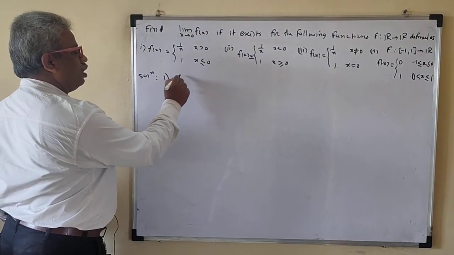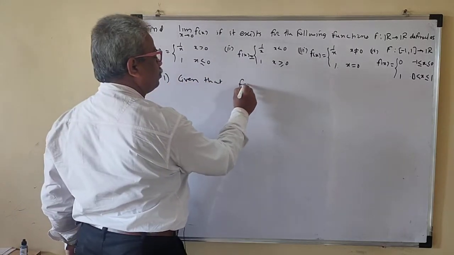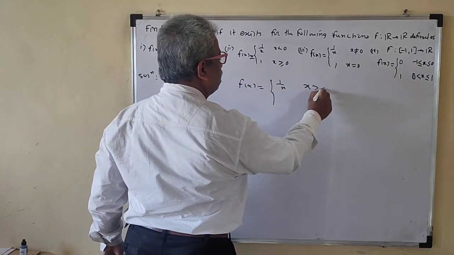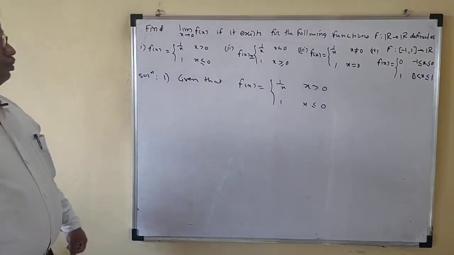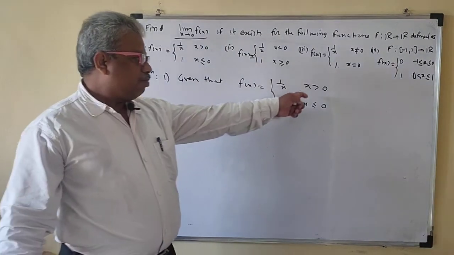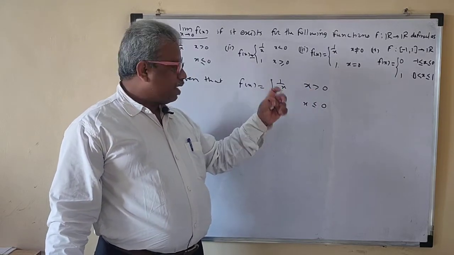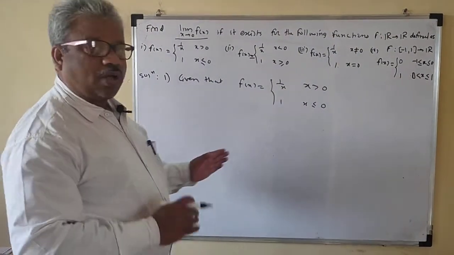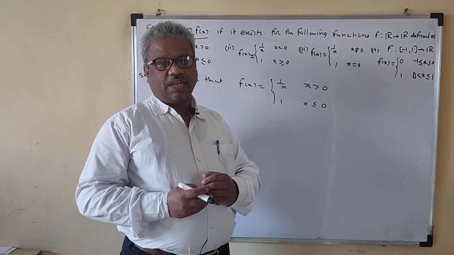Solution of the first one. Given that f of x is equal to 1 upon x for x greater than 0, and 1 for x less than or equal to 0. Now you have to evaluate the limit as x tends to 0. For x greater than 0 the function is 1 by x, and for x less than or equal to 0 the function is 1. So for the left and right the functions are different, which means you have to take the left hand and right hand limits.